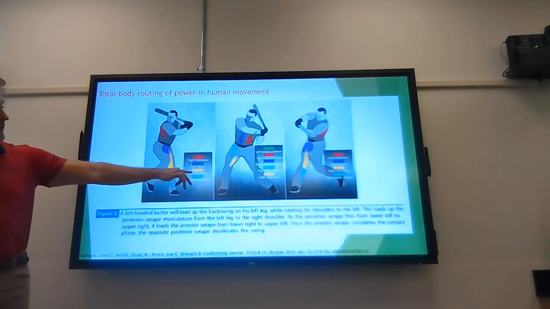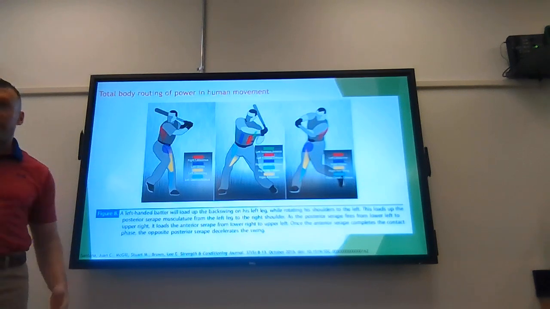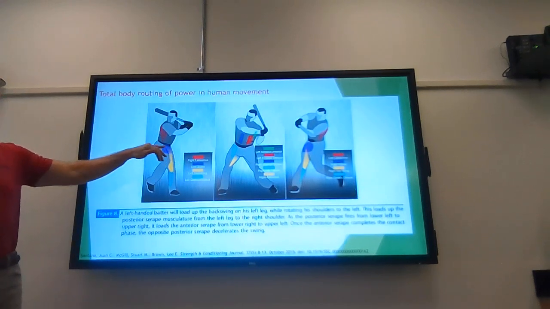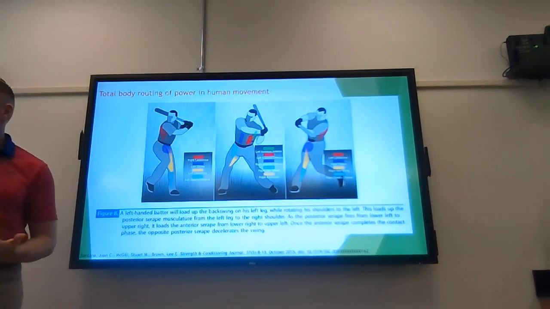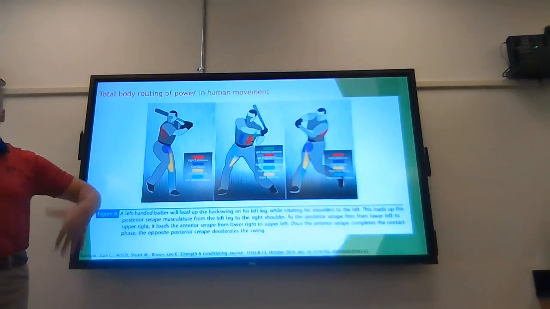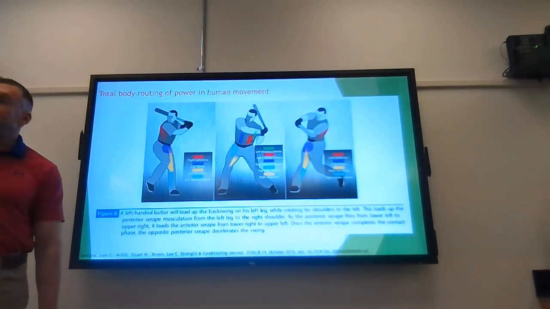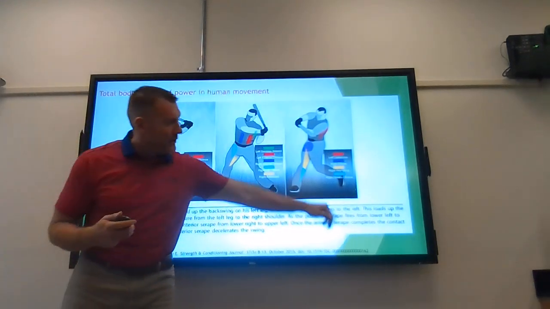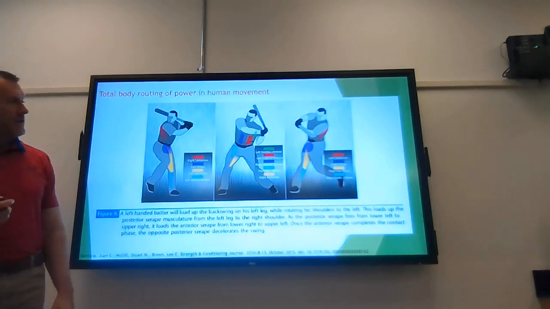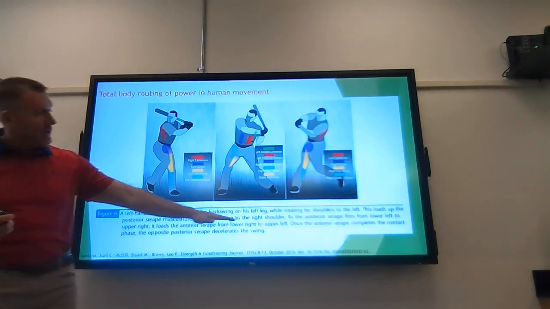We go above to the left hamstring. This is on the back of the leg, right? Left glutes. And then we go across the pelvic junction to where? Across the pelvic intersection over here to the right latissimus dorsi. So you're loading up on the left leg while rotating your shoulders to the left. This loads up the posterior serape musculature from the left leg to the right shoulder.